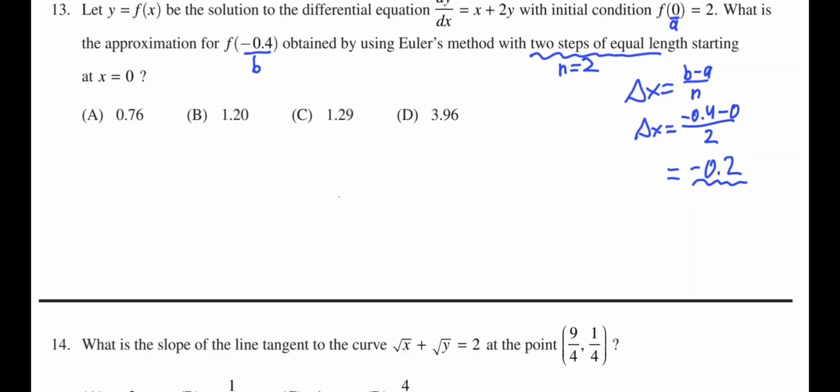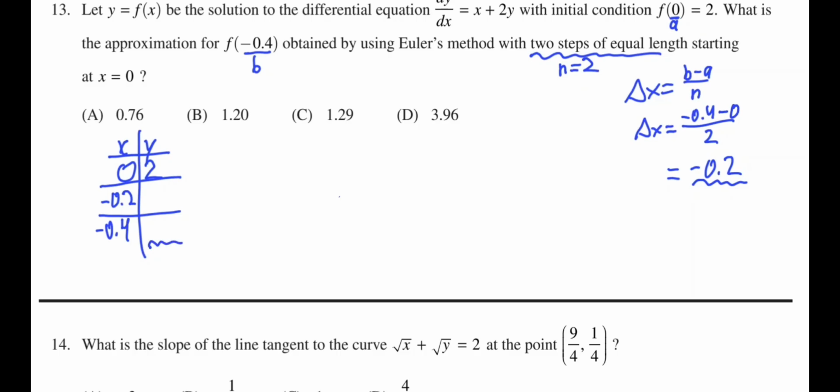All right, so if we set this up, let's make our table, x and y. And the initial condition is f of 0 is a 2, so when x is a 0, then y would be a 2. And now we're counting by a delta x of negative 0.2. So 0 minus 0.2 gives us a negative 0.2. And then negative 0.2 minus 0.2 again gives us a negative 0.4. Okay, now that we have all the x's, let's move on to getting the y values. And this right here would be the answer.